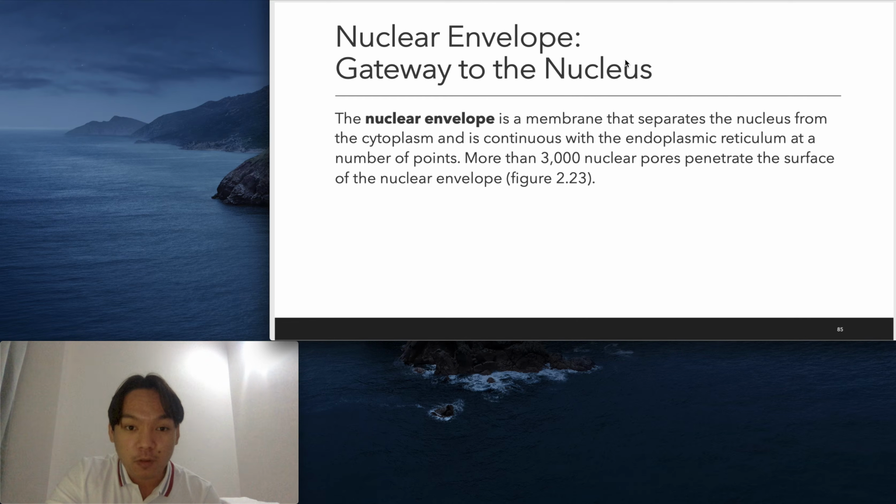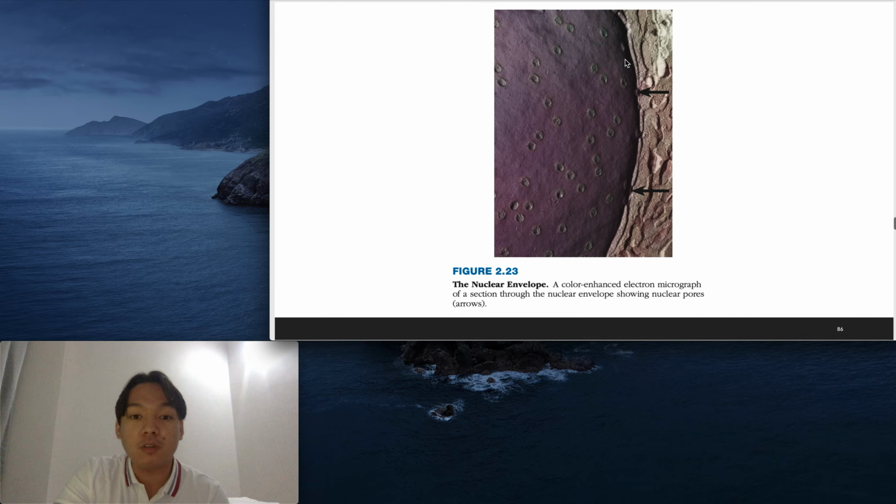The nuclear envelope is a membrane that separates the nucleus from the cytoplasm, and it's continuous with the endoplasmic reticulum at a number of points. As I said earlier, they are connected with the nucleus because typically your nucleus has 3,000 or more pores that penetrate the surface of your nuclear envelope. This example is an electron micrograph of a section through the nuclear envelope showing nuclear pores, marked by arrows.